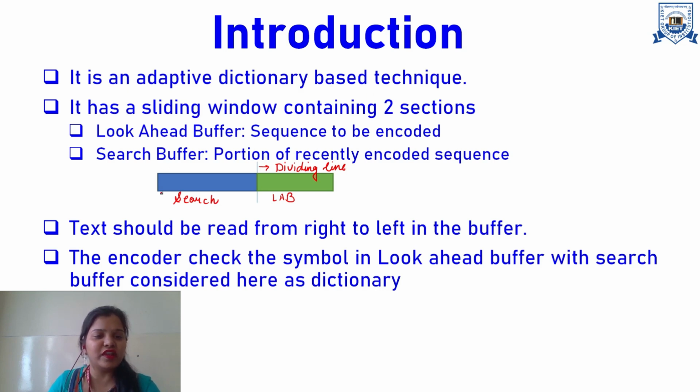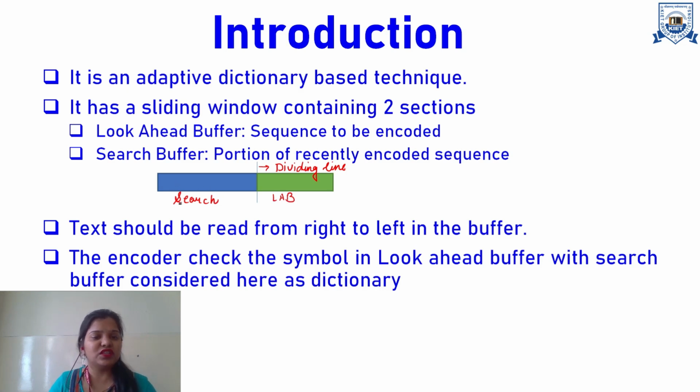So here we will have a sliding window like this. This will be divided using one dividing line. In the left portion we will call it a search buffer, and the right portion is known as look ahead buffer. So search buffer means that portion which we have recently encoded, and look ahead buffer means what we are going to look ahead at now. This is the sequence to be encoded.